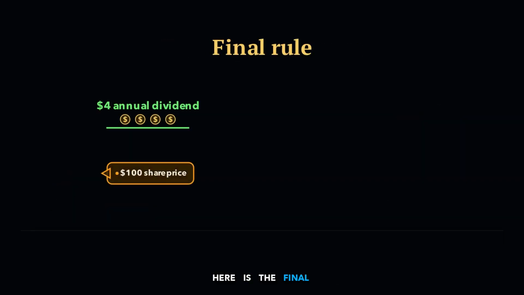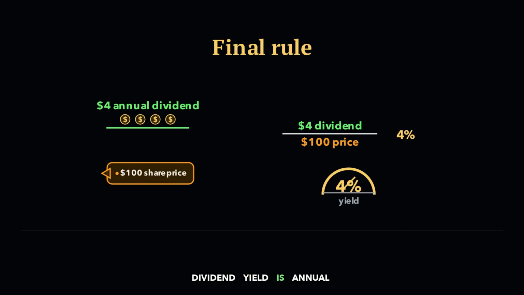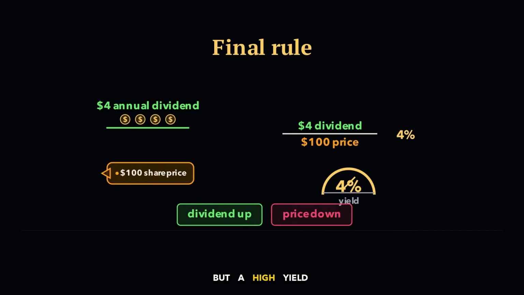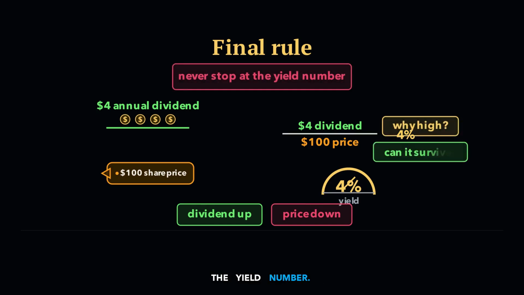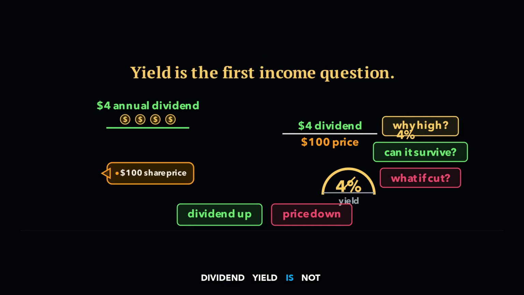Here is the final rule. Dividend yield is annual dividend per share divided by share price. It tells you the cash payment compared with the price of the stock. But a high yield can come from two very different paths. The dividend went up or the price went down. So never stop at the yield number. Ask, why is the yield high? Can the business support the cash payment? And what happens if the dividend is cut? Dividend yield is not the answer. It is the first income question.